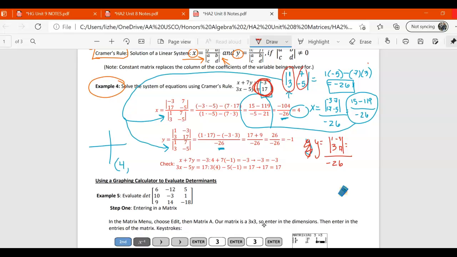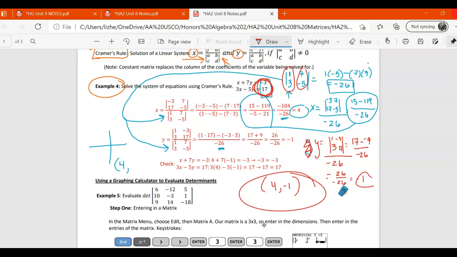And so then I do 1 times 17 is 17 minus -3 times 3, which is a -9. 17 plus 9 is 26, divided by -26, and I get a -1 for y. So I know then that these two lines cross at 4, -1.